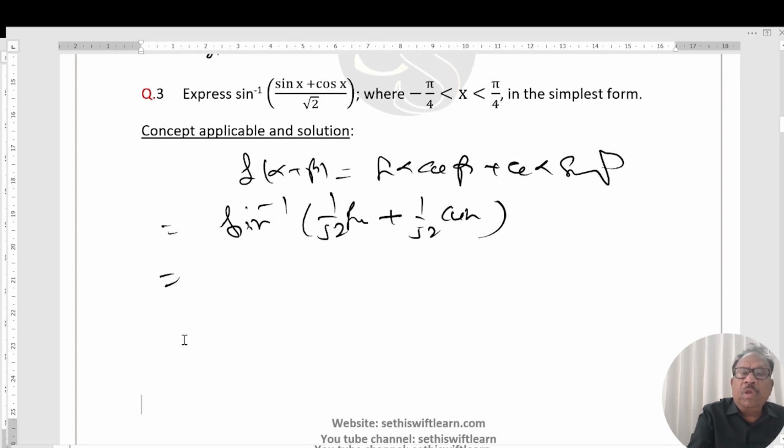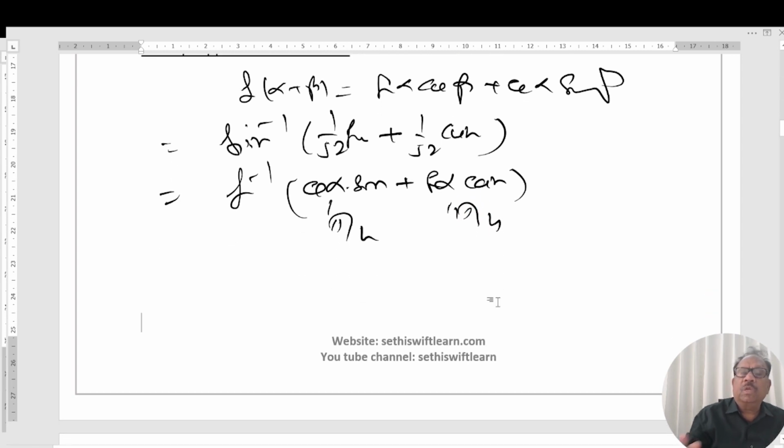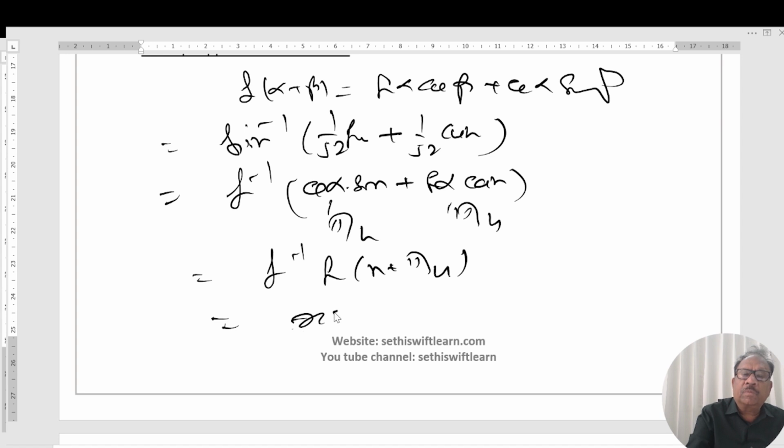Now, we have to reduce this into sin, so cos should come as sin. Sin of inverse of cos alpha sin x plus sin alpha cos x. Here alpha is pi by 4, right? This can be written as sin of inverse sin of x plus pi by 4. We can write it equal to x plus pi by 4, yes or no, to check.